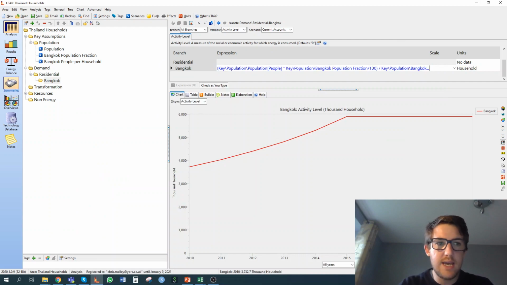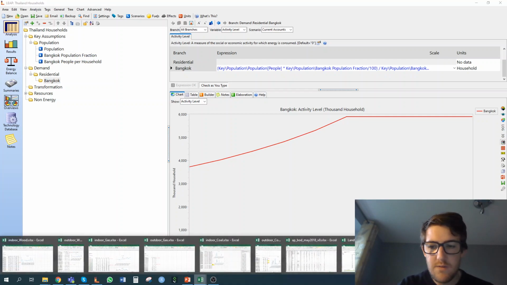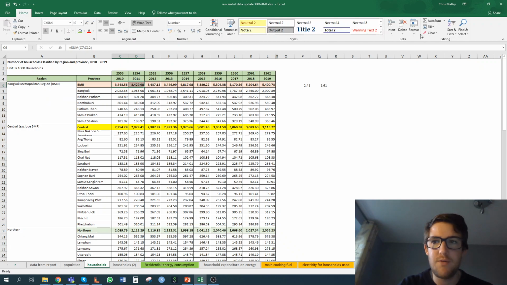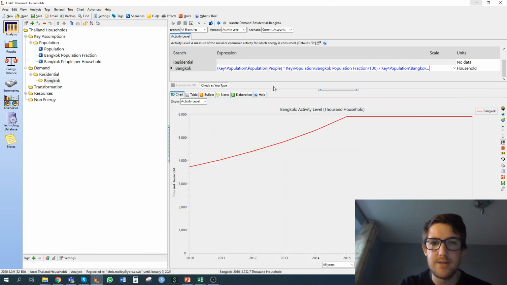But if we had the data for the Bangkok population fraction and the Bangkok people per household in every year between 2010 and 2019, it would give us exactly the value that we would need. So the key is to have the population for the same years that we have the number of households to be able to use this method.